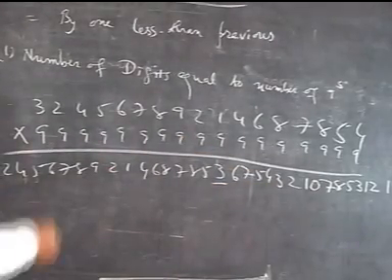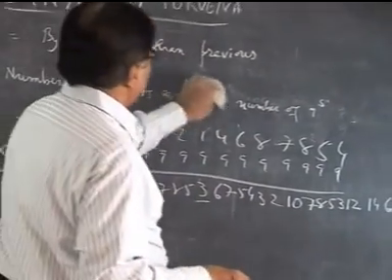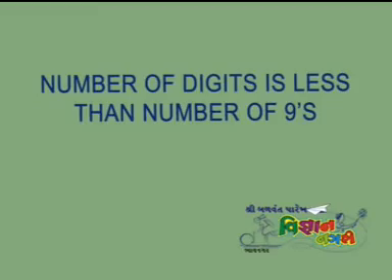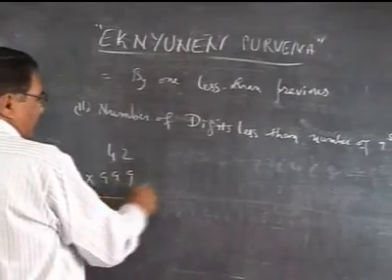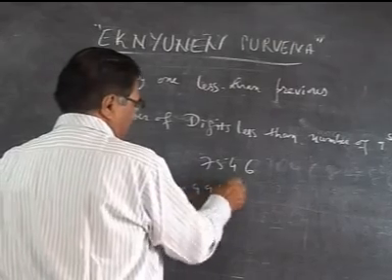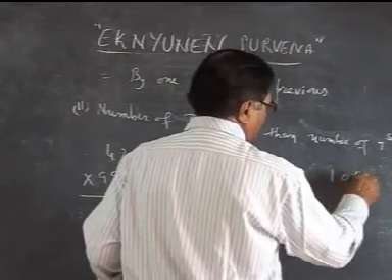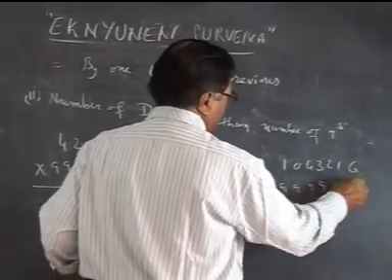Well, then the second one: number of digits less than number of nines. This method is the same as the first one. Only the thing is you make them equal. For example, 42 into 999, 7546 into 999999, and 1043216 into 99999.